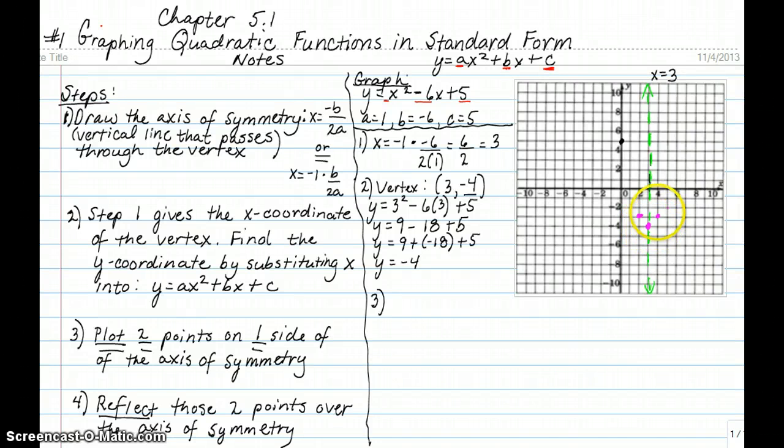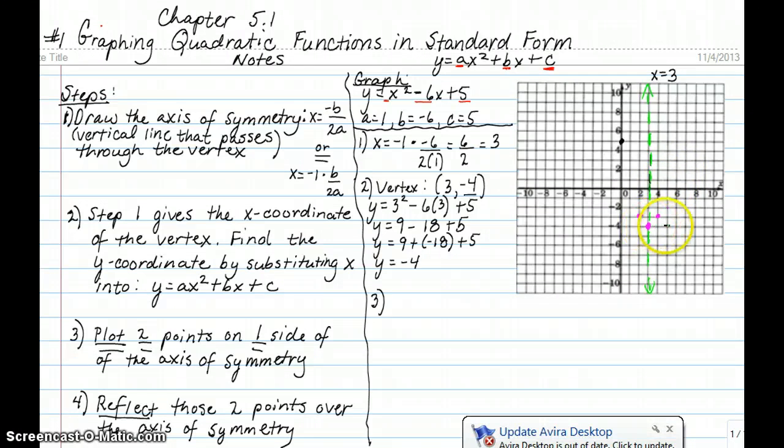So you go over 1, up 1. And then remember from the parent function it went 2, 4, so you'd go over 2, and then up 1, 2, 3, 4. And then we go back 2, and then up 1, 2, 3, 4. Now, that would be enough points, but we're going to go ahead and check it just to make sure we're right. We know, again, it's the same size as the parent function.